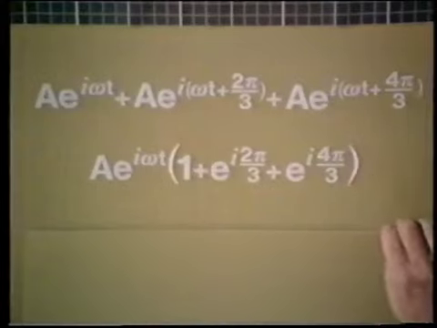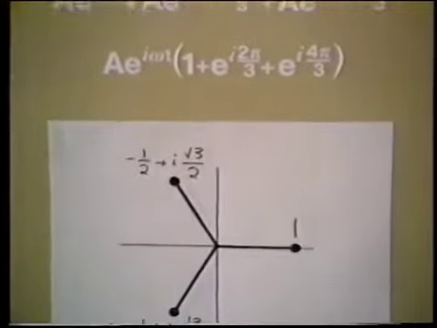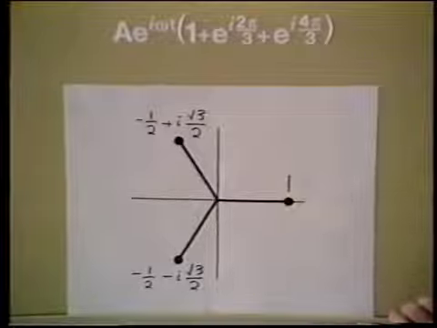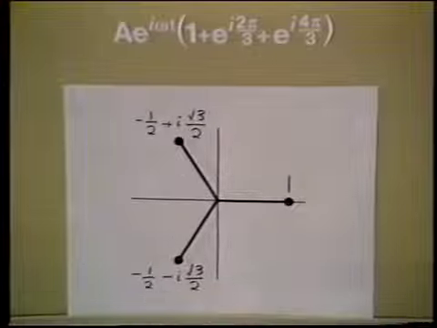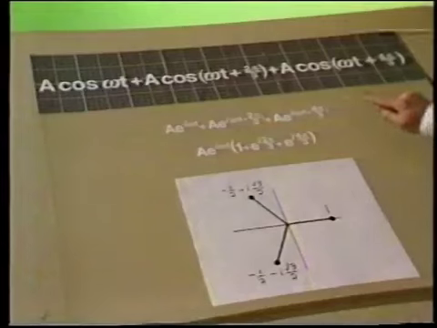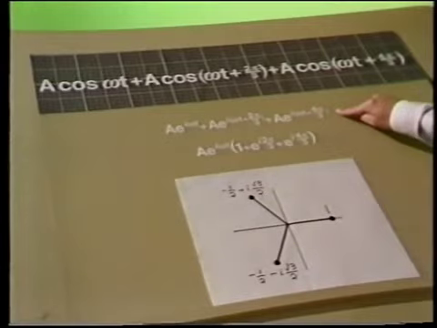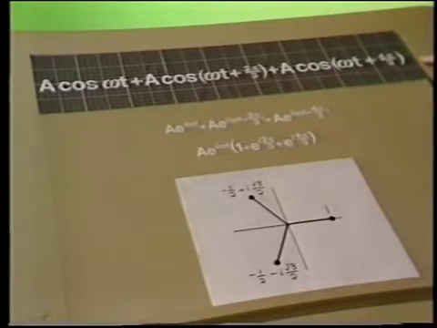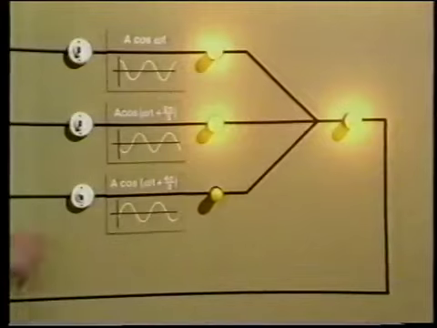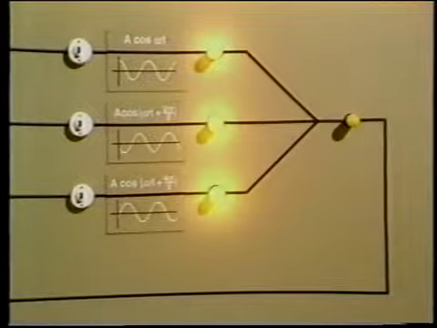Well, to add these three complex numbers up, I plotted them. Here they are, and I've already put them into Cartesian form. So adding them up, 1 minus a half minus a half, well, that's 0, and the imaginary parts cancel also. So the expression involving exponentials is certainly 0, and so the sum of the cosines must also be 0. That means that the three alternating currents cancel each other out, and the result? Well, the light goes out.